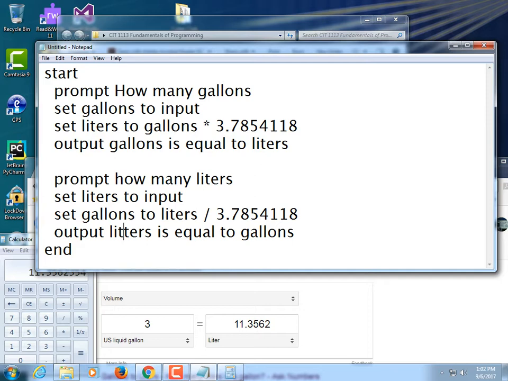Spelled liters wrong. Litters. Got cats on my brain. Getting ready to go get another cat.